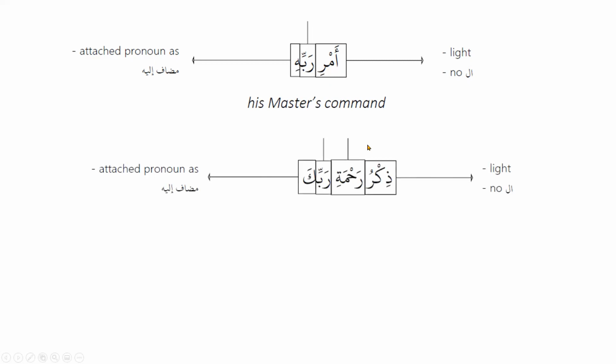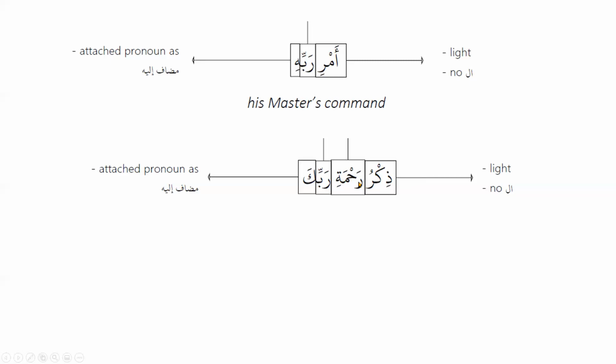Let's look at another example. Zikru rahmati rabbika. Zikru means remembrance. Is it light? Yes. Is there an alif lam? No alif lam. Good, so mudaf. Rahmati is jar, yes, no problem. And when you determine the mudaf ilay, you don't need to think about heavy or light, you just think whether it's masculine or feminine. This is a feminine word because of ta marbuta, but it's ti, rahmati. So this is mudaf ilay.